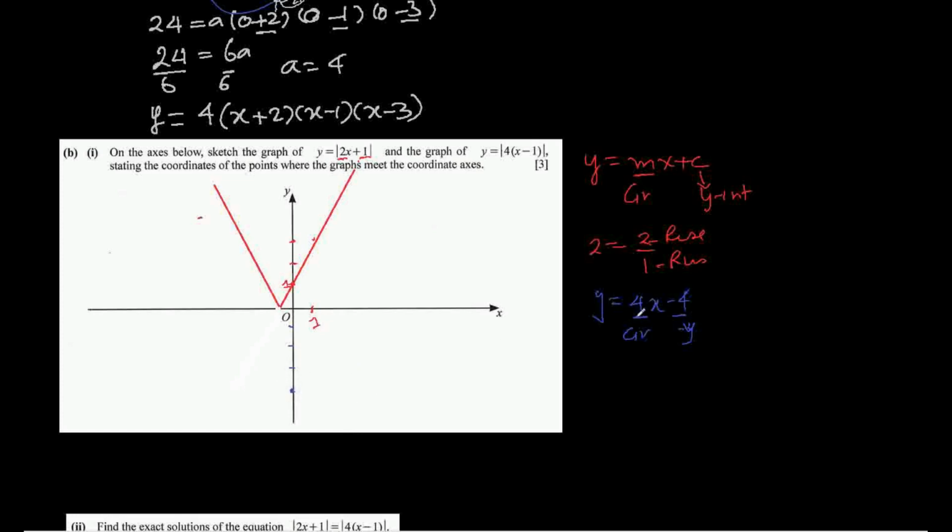Now gradient can be written as 4 over 1, that means rise is 4, run is 1. So rise is 1, 2, 3, 4, we reach 0, and run is 1. This is the point where we will join the y-intercept. So let me do that. First I will draw it, and then I will erase a part of it for a reason. Yes, this is the line, right?